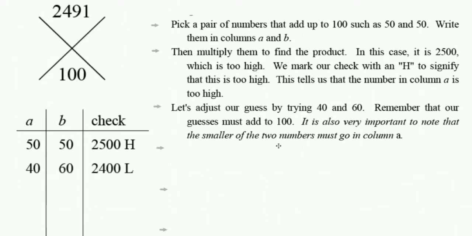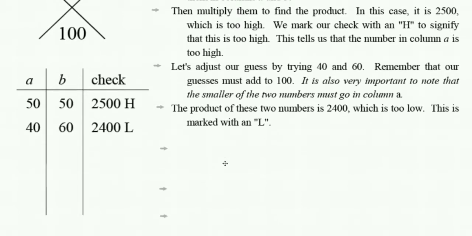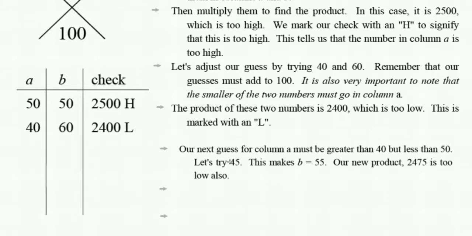Now this is low. Okay, and also it is very important to note that the smaller of the two numbers must go in column A, so that there's an order in what you're doing. So we mark this as low. Then we do our next guess. Our next guess for column A must be greater than 40 but less than 50 this time. So we try 45 and 55.